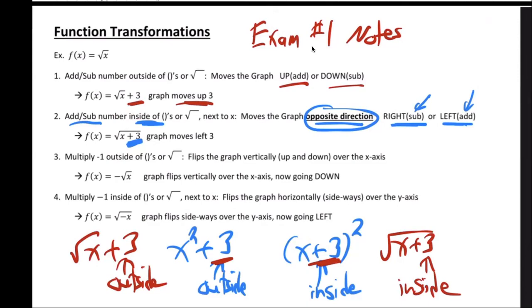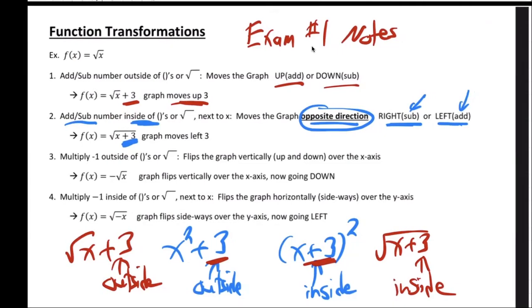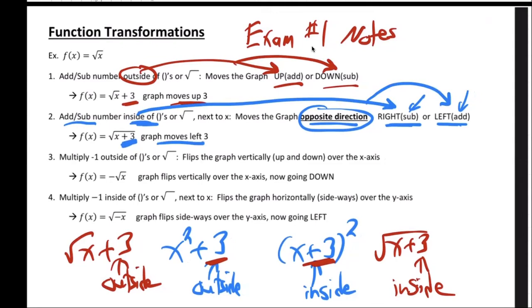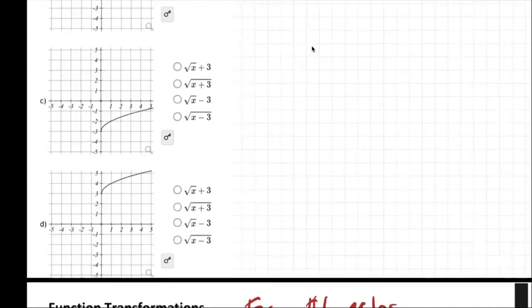Now, that's the big difference. Look up here again: if you're outside, it's up or down. Versus if you're inside, it's right or left. See how that works? So in this case, it's left 3 because it's opposite. So plus 3 is actually left. So inside is right or left, and outside is up or down, and add is up, subtract is down. All right, enough. So let's go back.